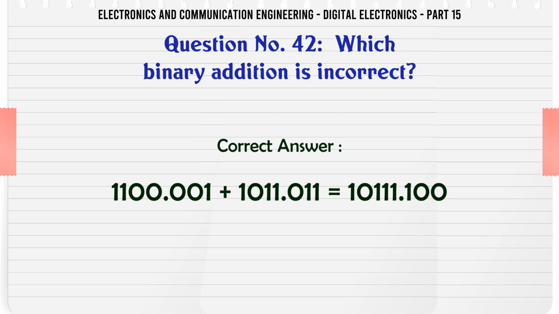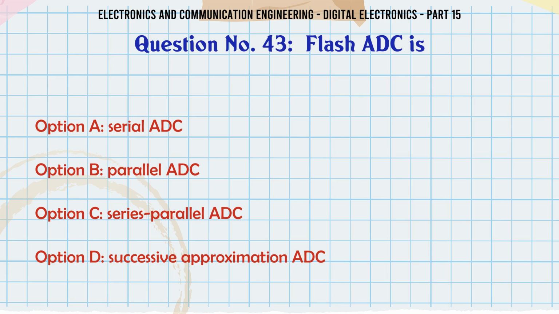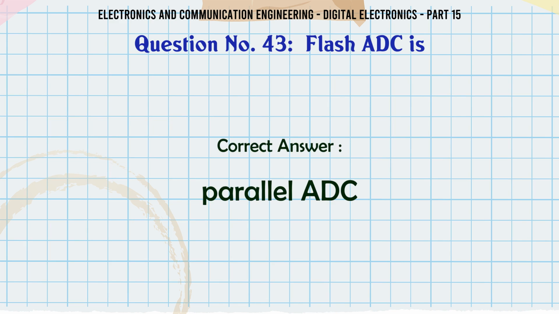Flash ADC is A. serial ADC, B. parallel ADC, C. series parallel ADC, D. successive approximation ADC. The correct answer is parallel ADC.